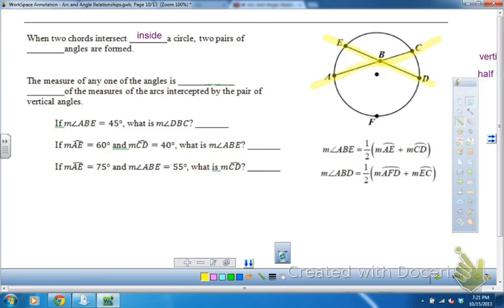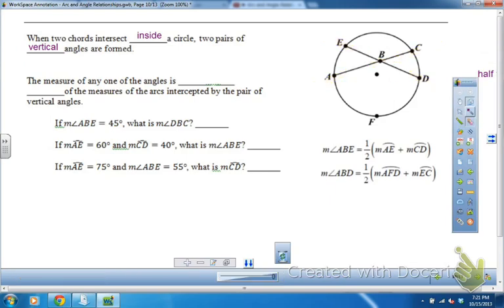But the two pairs of angles formed inside of there are creating what we call vertical angles. And y'all should be pretty familiar with vertical angles. So you know that these two angles, angle EBA and CBD, are going to be congruent because they are vertical angles.